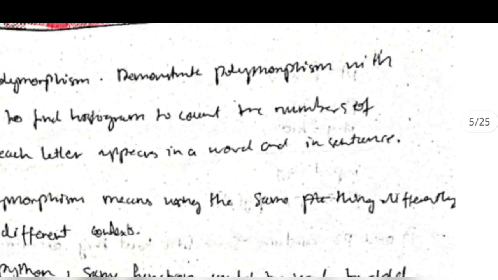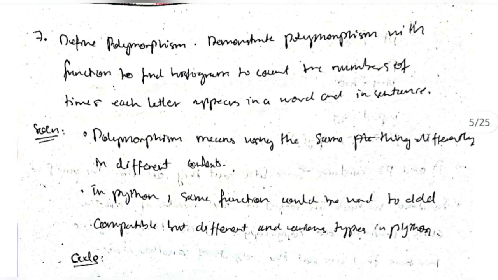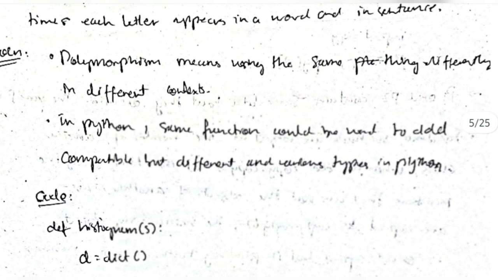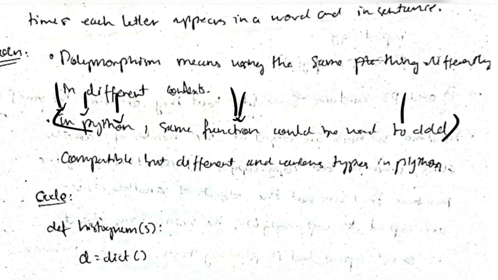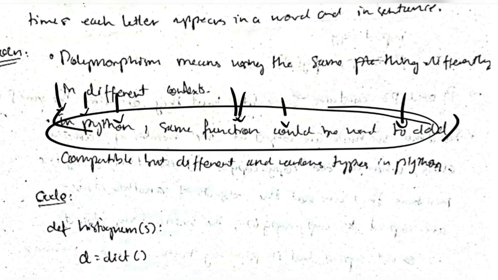Let's move on to the second part of the question, which is to find a histogram of the count of the number of times each letter appears in a word and in a sentence. Suppose this is my sentence. In this sentence, how many times has I appeared? Here it's appeared, here also, so 2 times. And P has appeared 1 time, O has appeared here, here also, here also, and here also. So like that I have to count how many times each letter has appeared.